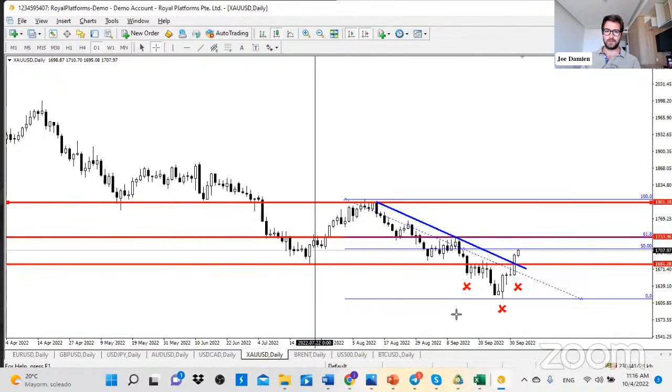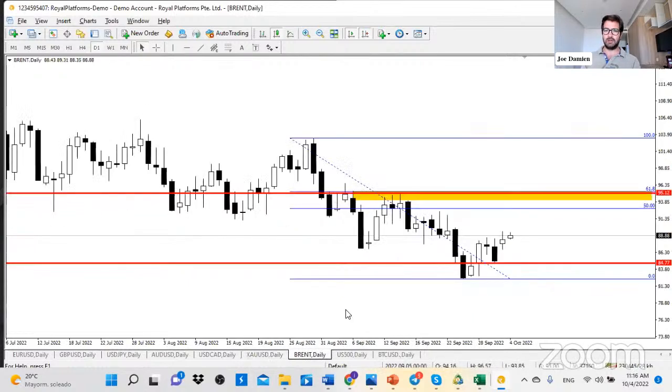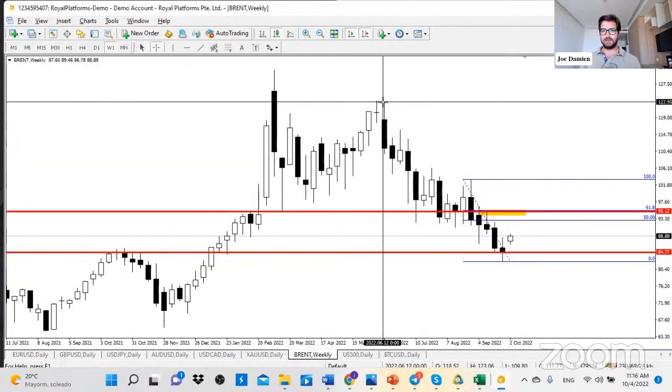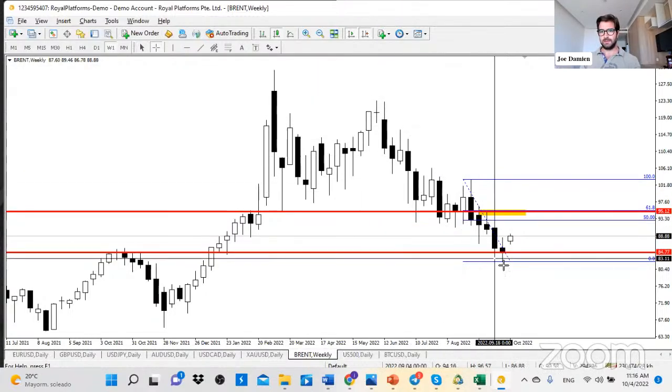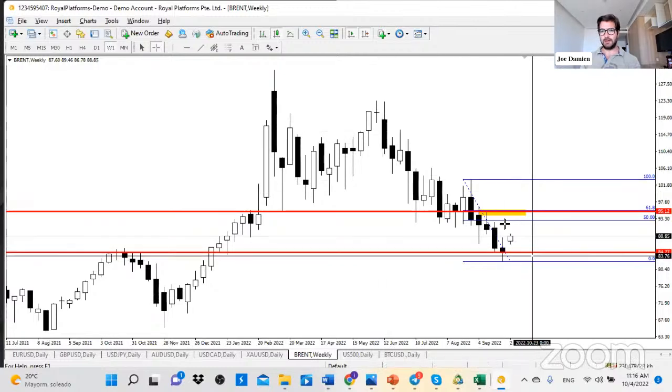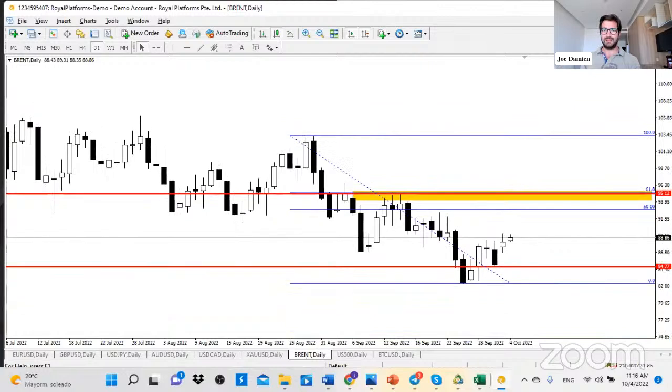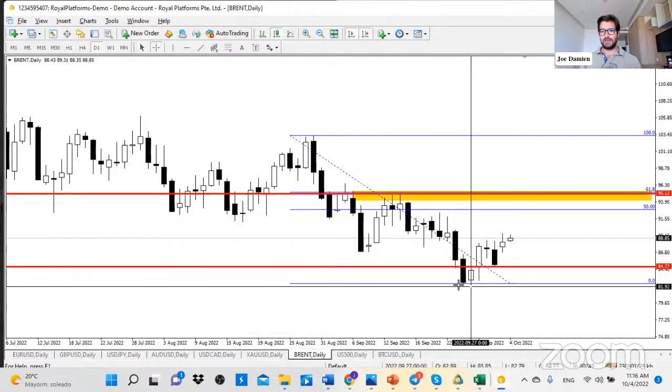Brent UK oil. The Brent UK oil on the weekly time frame is in a downtrend. You can see it here. Lower highs, lower lows. Self-explanatory, so nothing special to know about the weekly time frame. On the daily time frame, the market is moving to the upside, but for me this is a correction.